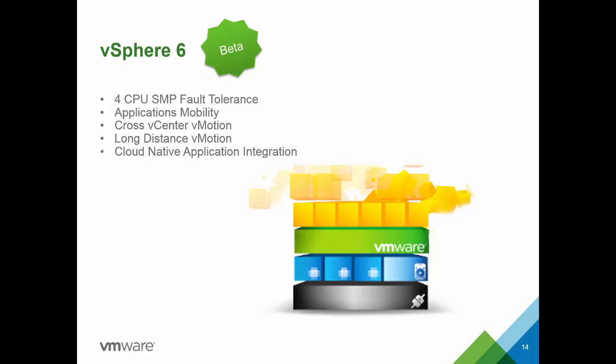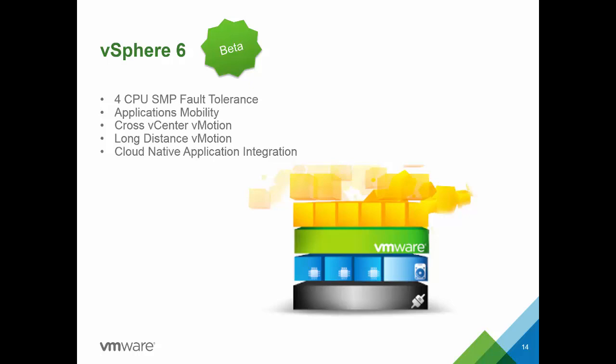Currently, if you ever wanted to use fault tolerance for any of your VMs, you were limited to only VMs that had one virtual CPU only. If they had more than one virtual CPU, you could not use fault tolerance with them. So that would rule out your vCenter server right there, because vCenter by default comes with 4 virtual CPUs.